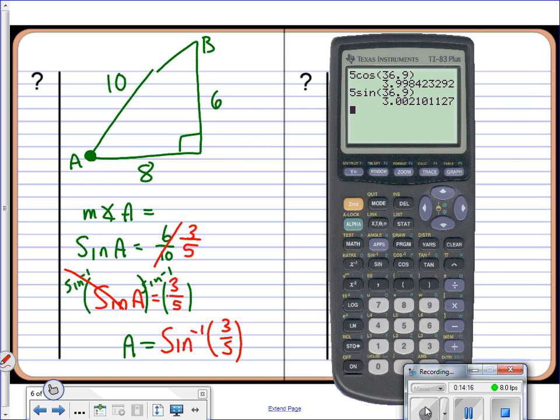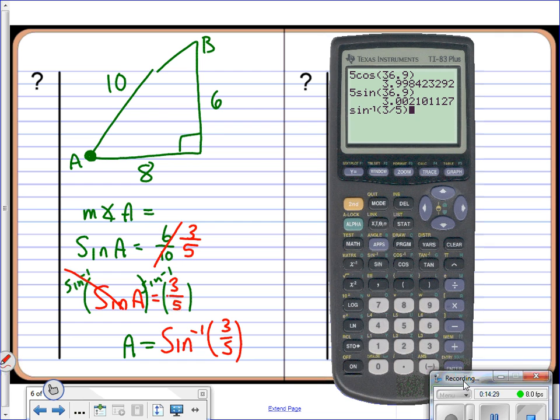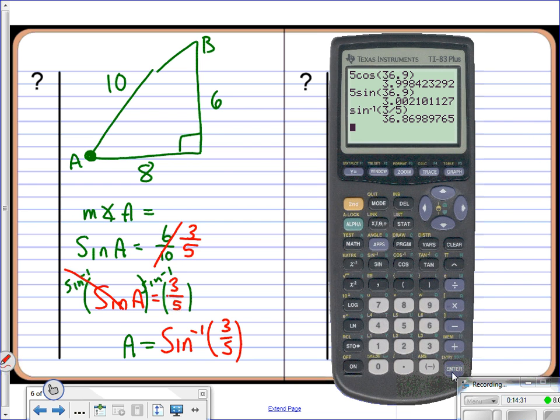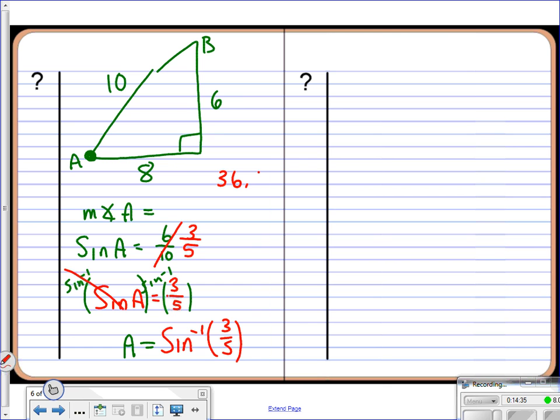So now I'm just going to plug that in. To get that yellow there, I'm going to do second sine, and then 3 divided by 5, close, and enter. There we go, 36.9 degrees. 36.9 degrees for that angle.